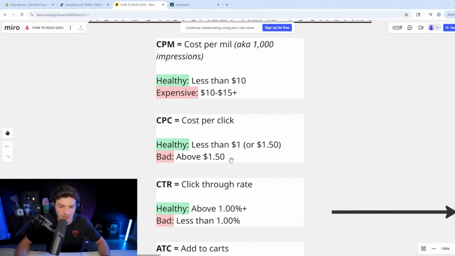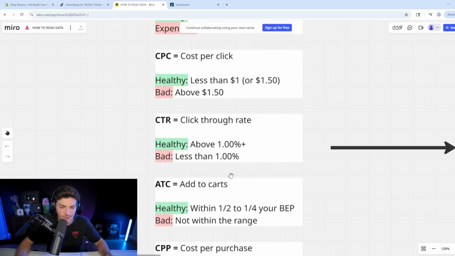From there, we have our CPC. This is our cost per click. On TikTok, you want this less than $1. If you're only selling in the USA, less than $1.50 on the higher end. If it's above $1.50, like, oh shit, that's not good. That's bad. So what do you do if your CPC is high? We're going to cover that in just a moment.